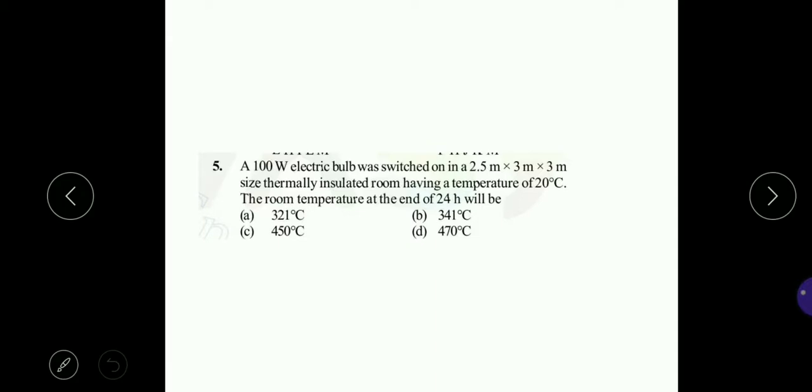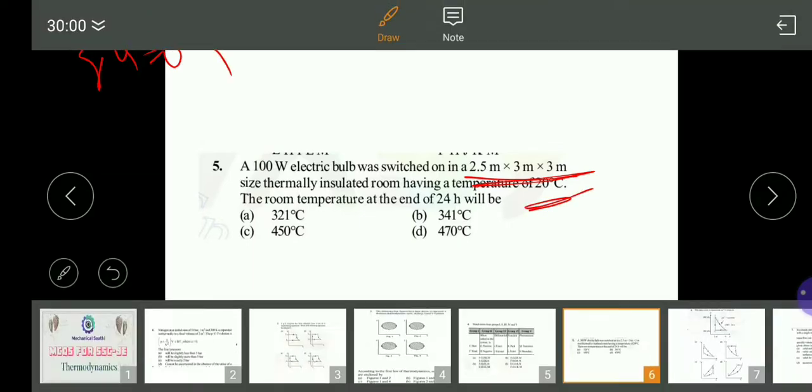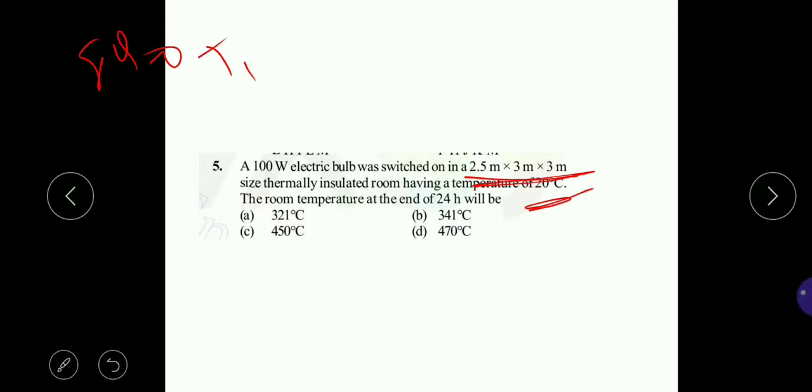Then next, a 100 watt bulb was switched on in an insulated room, or this volume you can say. So our dQ is equal to 0, so insulated condition. Then the room having temperature, so the initial temperature is given, I can say T1 equal to 20 degrees. The final room temperature will be what at the end of 24 hours? So after 24 hours, what will be the final temperature of that room?